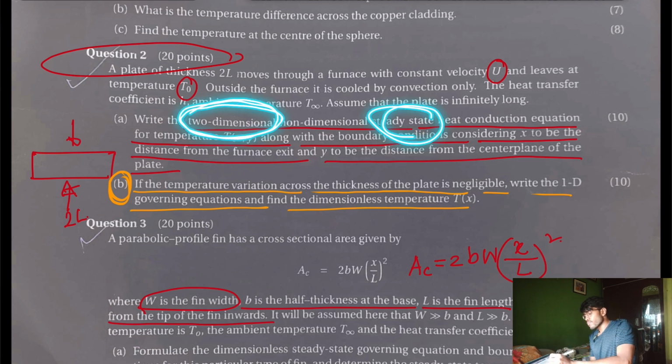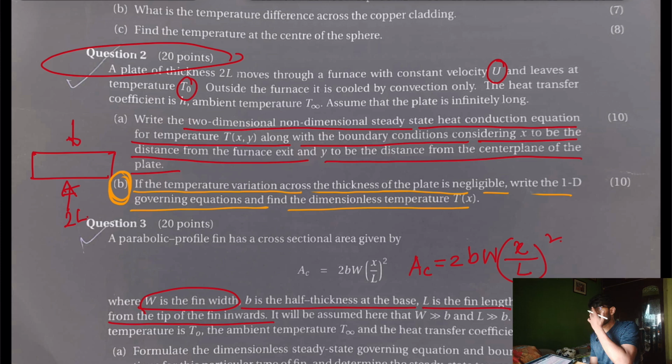Steady state it is given, and actually the question is a bit controversial. I mean, how can you consider it to be a steady state? You can consider it to be a steady state if you are fixing your reference frame onto a fixed position and not onto the plate.